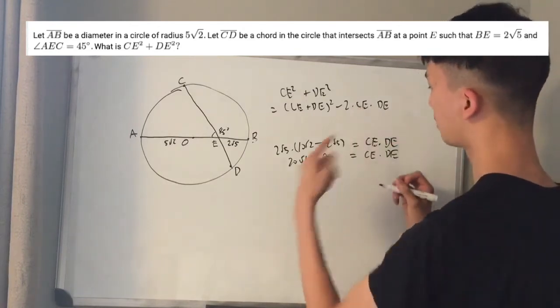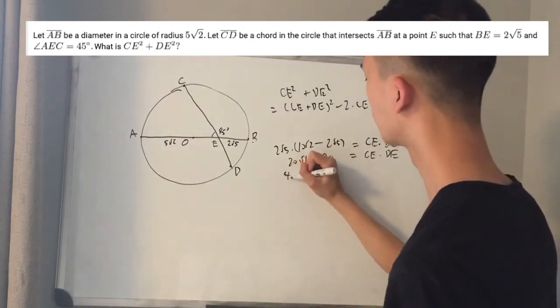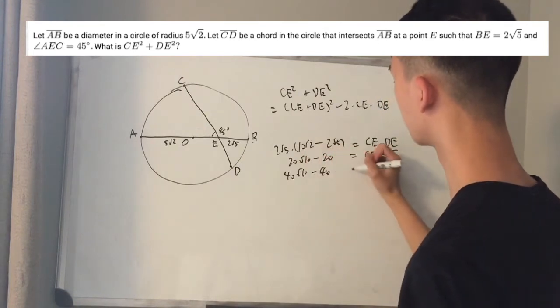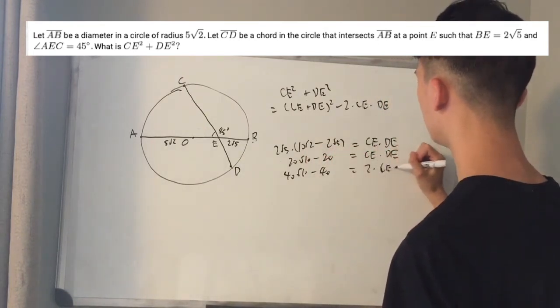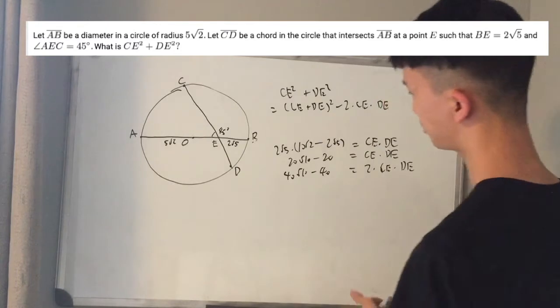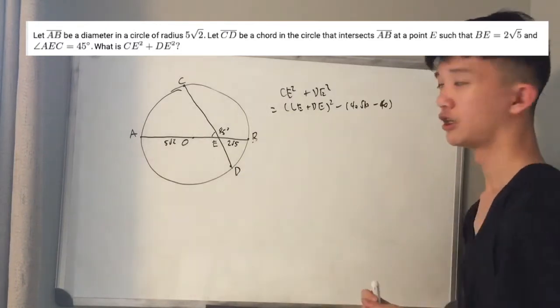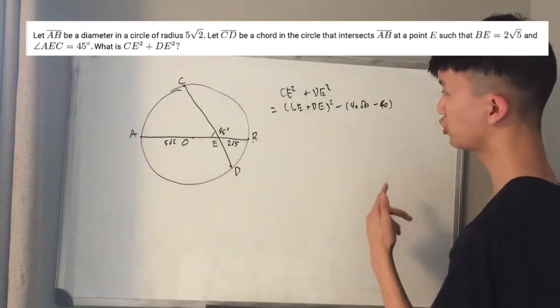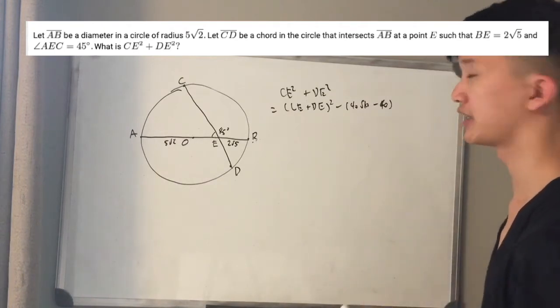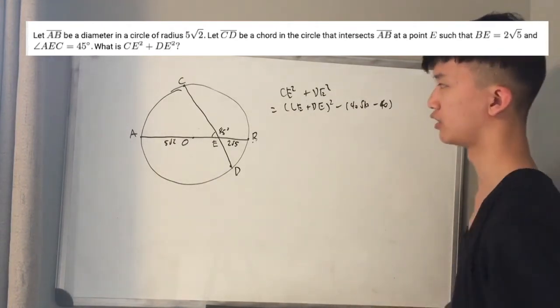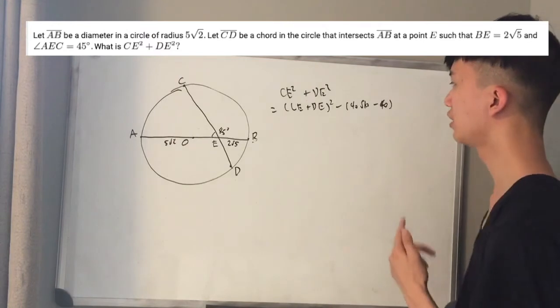But we're looking for 2 times CE times DE, so 40 root 10 minus 40 is equal to 2 times CE times DE. So now let's substitute this back into our expression. Now substituting this back into our expression, we get that CE squared plus DE squared is equal to CE plus DE all squared minus 40 root 10 minus 40.